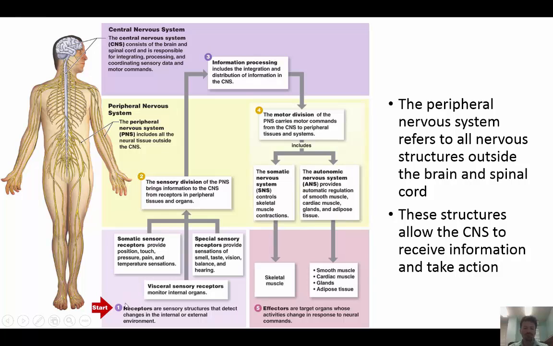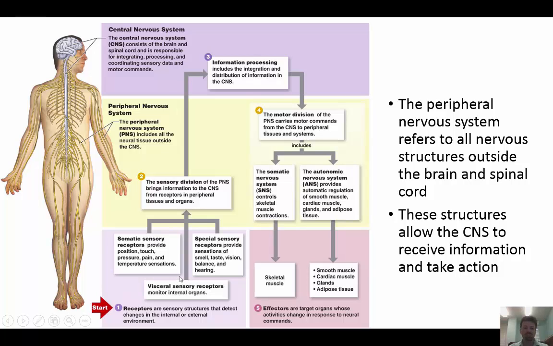Now, these receptors can come from two different regions. One can come from your internal organs, and we call these the visceral organs. And so we can talk about the visceral sensory receptors. The other comes from the skin and the muscles and those organs of the body. And we can call these the somatic regions. And so our sensory system can consist of a somatic division and a visceral division.